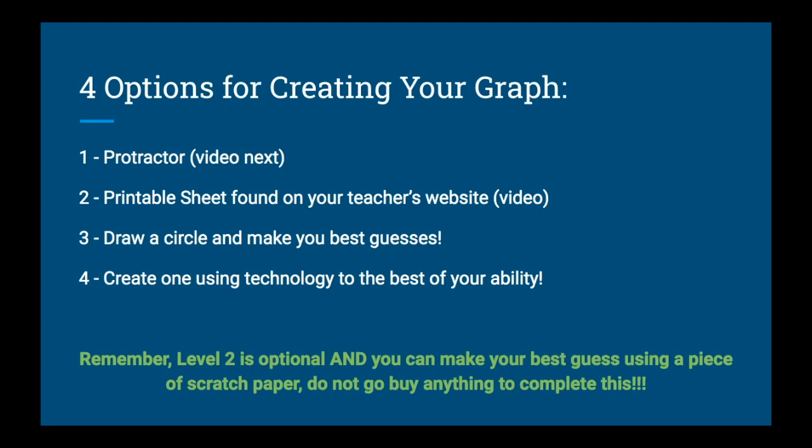So whatever you want to do, you can try one of these options. And remember, level 2 is optional, and you can make your best guess using a piece of scratch paper. Please do not go out and buy something. You don't have to have a protractor at all, so don't go get a protractor if you don't have one.